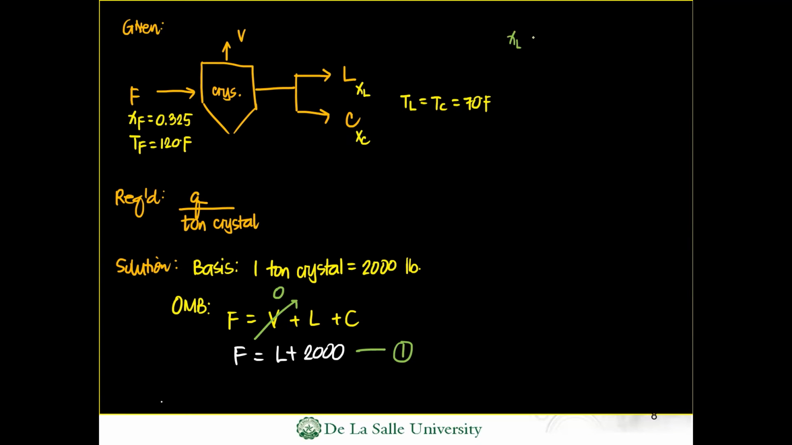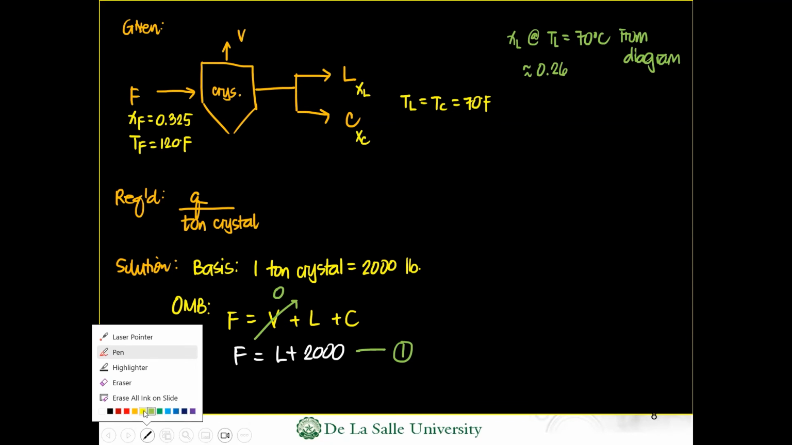So the XL at a temperature of 70 degrees Fahrenheit from the diagram is roughly 0.26 or 27, something like that. So that's your XL. The problem is your XC. What is the XC? You know that it's heptahydrate. Since it's heptahydrate, we can already solve for the XC.